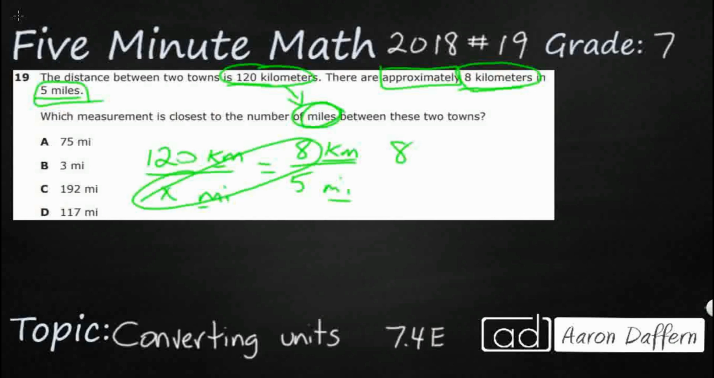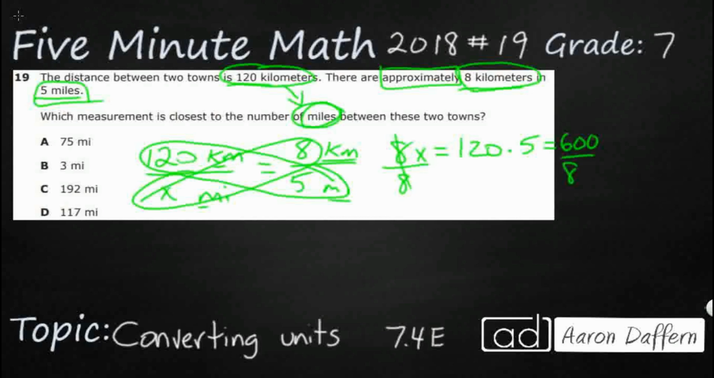So 8x equals 120 times 5. So 120 times 5, that's going to equal 600. So 8x equals 600, so we just need to divide both sides by 8 to isolate that variable.